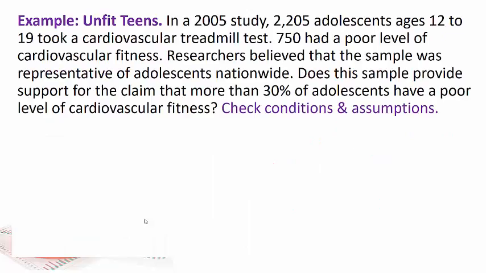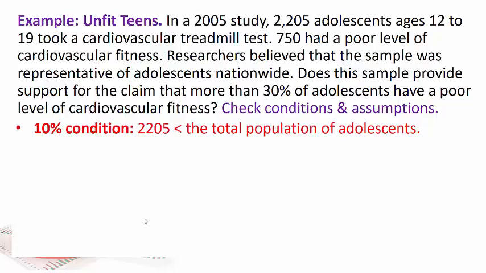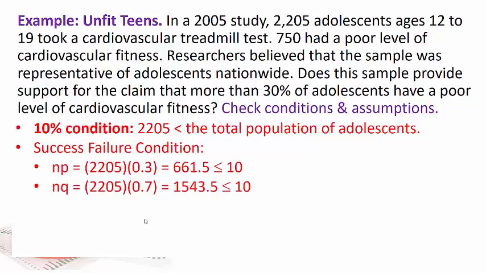Okay, the last model we're going to develop is for unfit teens. So let's first of all check our conditions and assumptions. 10% condition: 2205 should definitely be less than 10% of the total population of adolescents. All right. Success failure condition: when I go n times p and n times q, easily those are, did I say less than? They have to be greater than 10.